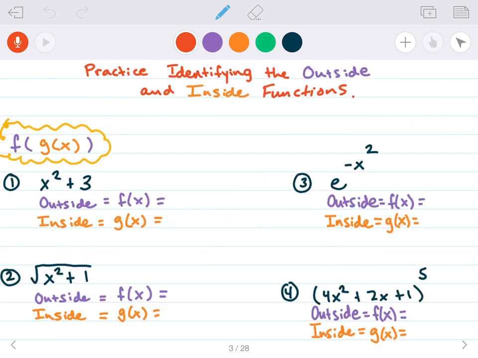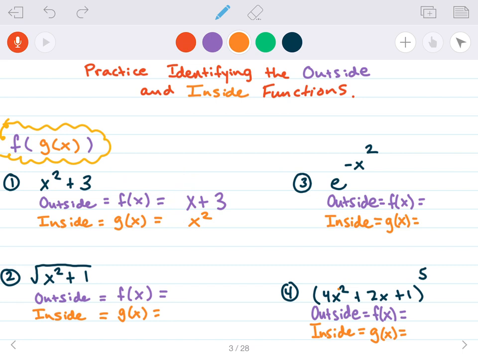So let's go ahead and practice identifying outside functions and inside functions. The first one we have is x squared plus 3. The outside function here is going to be x plus 3, and our inside function is going to be x squared. And why is this? Because if we plug in x squared for this variable right here, we get our function right here. So this x squared is our inside function.